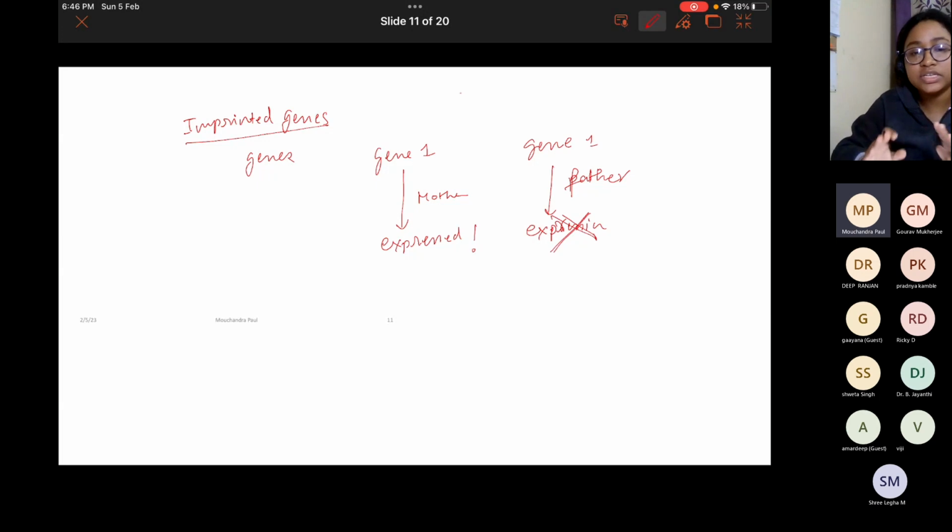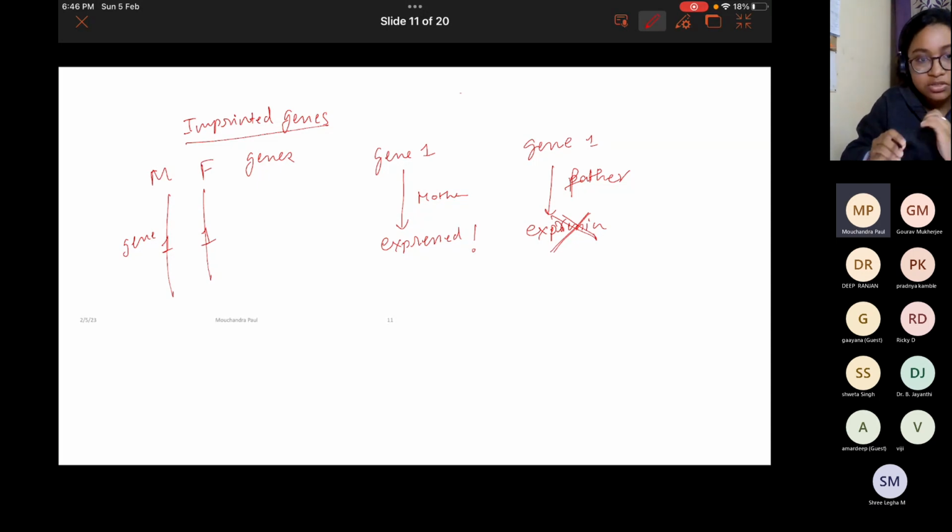Okay, so these genes are imprinted. This is called imprinted genes, which means these genes have to come from one of the parents for them to be expressed. So this is the pair of homologous chromosomes. Now gene 1 is present here as well as here, and this copy is coming from your mother, this copy is coming from your father.